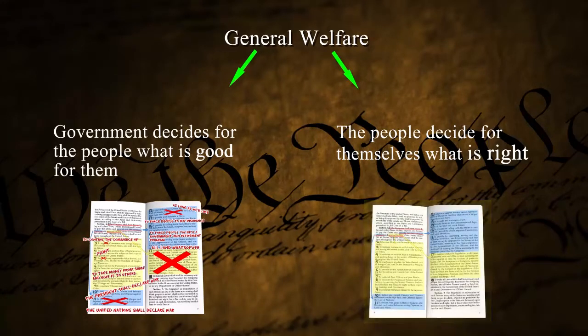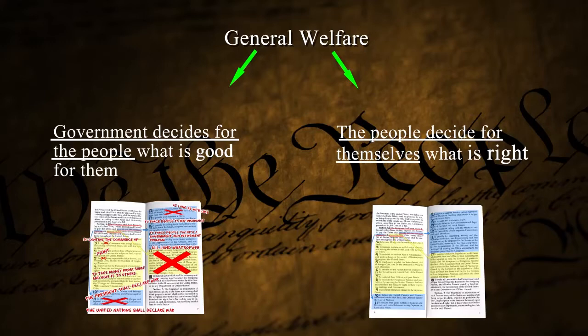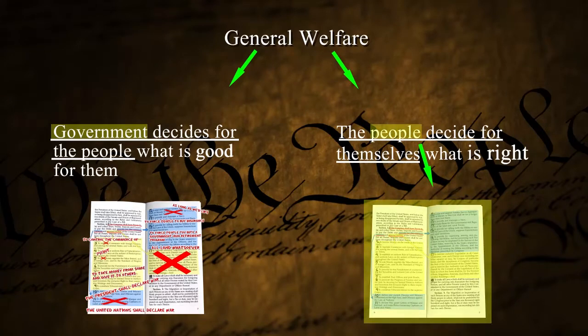Notice the difference here. On the left-hand side, the government decides for the people what's good for them. On the other side, the people decide for themselves what is right. Do you see the difference? One puts government in charge of the people. The other one puts people in charge of the government. That's America. When the people are in charge, the source of power is the people. We're the ones who've been endowed with unalienable rights, that we get to decide how to self-govern.